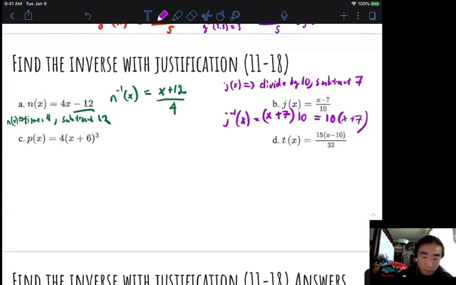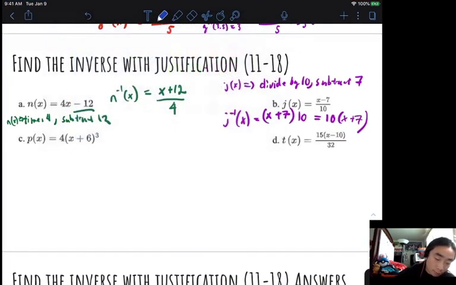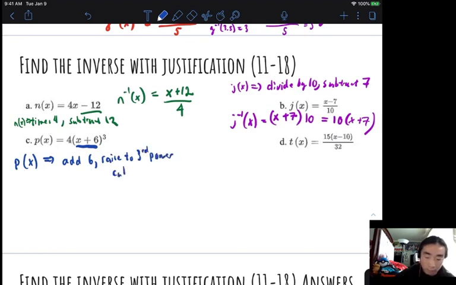Tomorrow, it gets a little bit more confusing. For p of x originally, if we were to write out the steps, what do we do first? Well, we have to follow through with the parentheses, order of operations. Add 6, raise to the third power, then times 4.